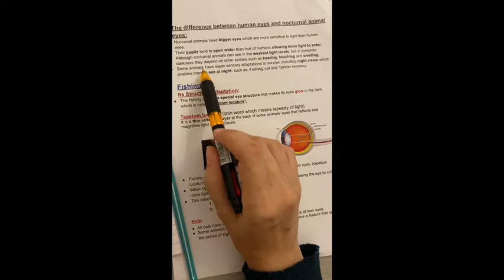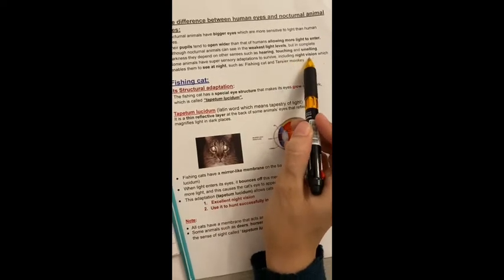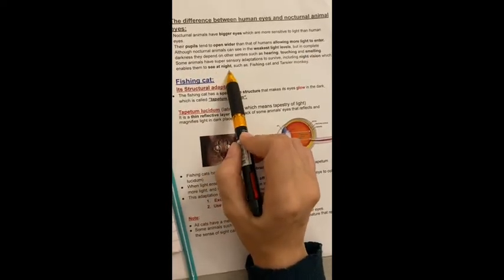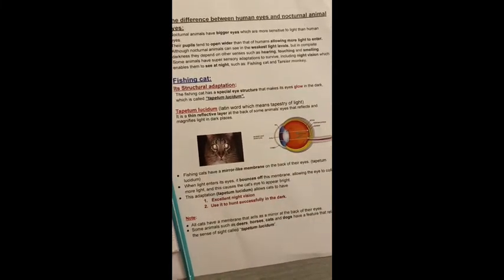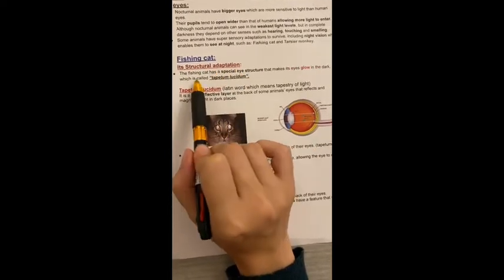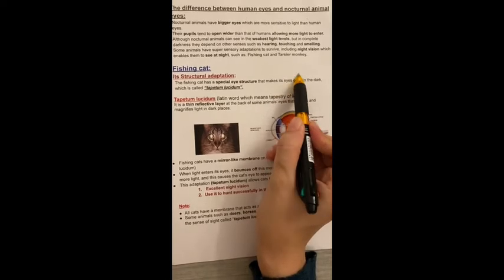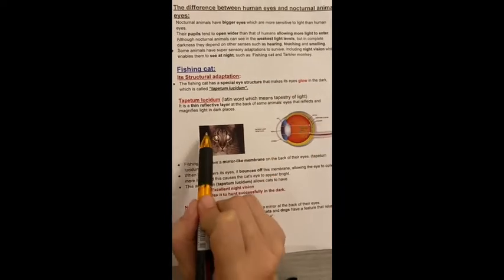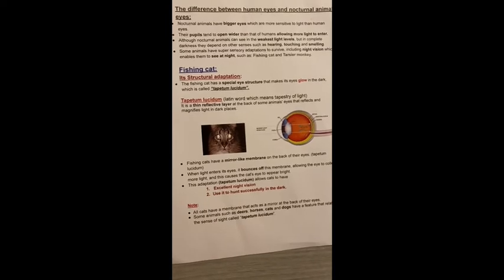We are going to talk about some animals that have super sensory adaptation to survive, including night vision. They can see in dim light at night, such as the fishing cat and the tarsier monkey. Let's start with the fishing cat. The fishing cat has a structural adaptation in its eyes, a special eye structure that makes its eyes glow in the dark. Did you see a cat before whose eyes glow in the dark? Like this picture? Yes, why? Why do this cat's eyes glow in the dark?